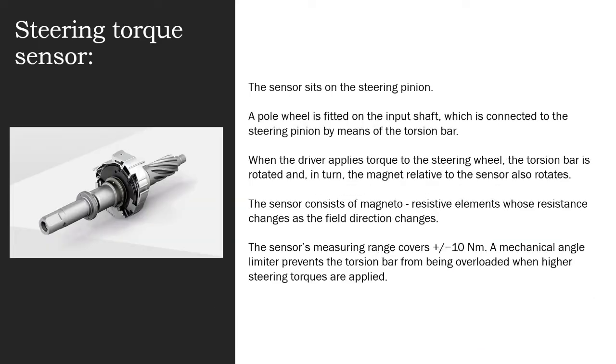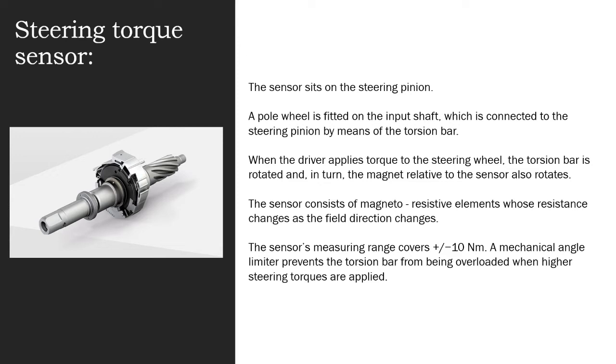Next is the steering torque sensor. The sensor sits on the steering pinion. A pole wheel is fitted on the input shaft, which is connected to the steering pinion by means of the torsion bar.